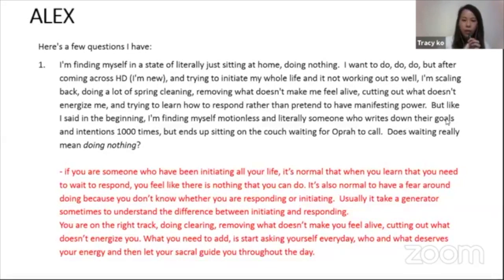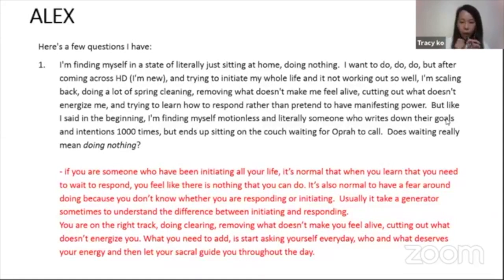So if you're someone who has been initiating all your life, it's normal that when you learn that you need to wait to respond, you feel like there's nothing that you can do. Especially when you have fear about doing because you don't know whether you are responding or initiating. And I find that it really takes some time, usually for a generator, to understand the differences between initiating and responding. But I don't have much time to explain it.